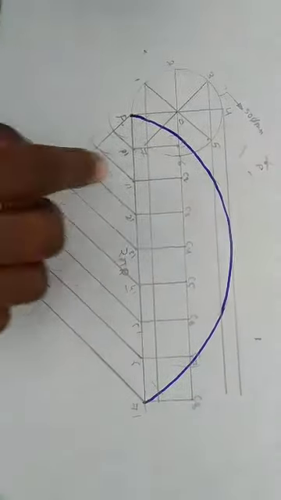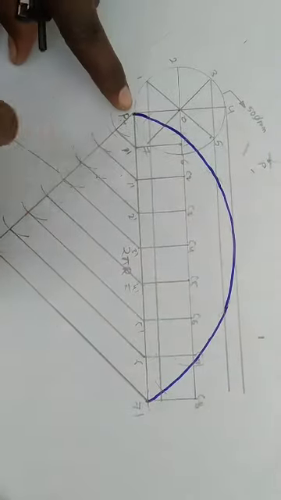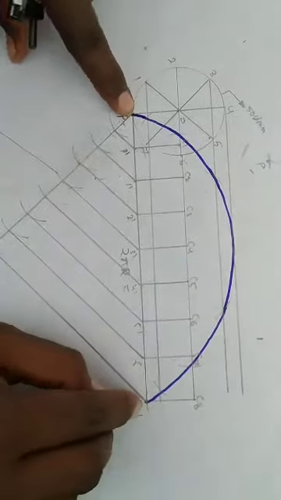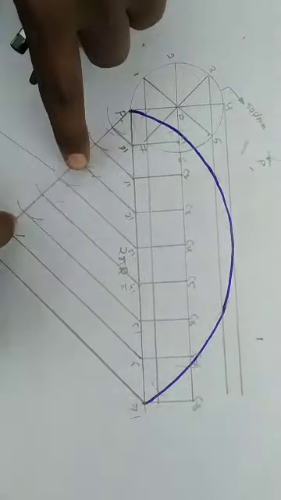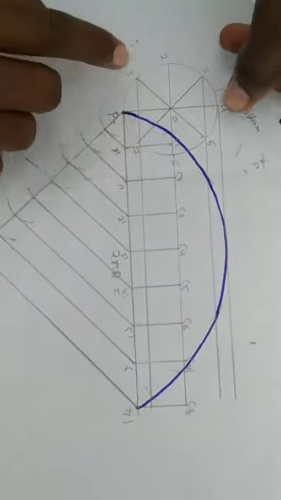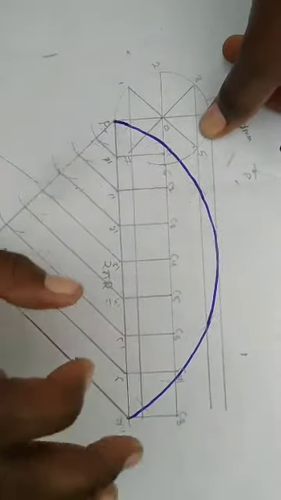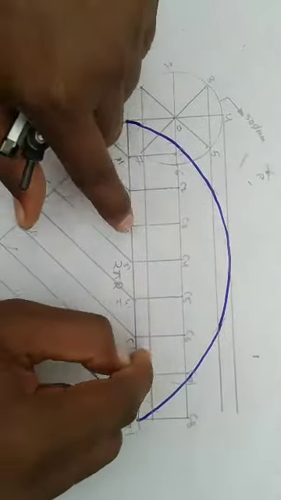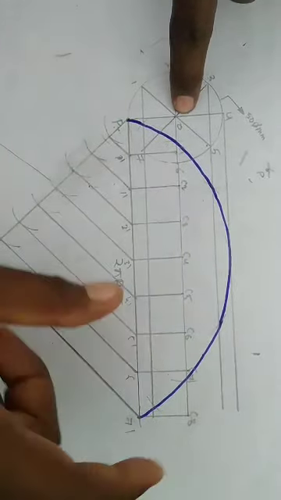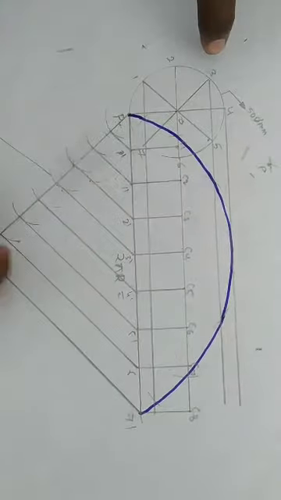Listen carefully. First we have to draw the 2 pi r line. 2 pi r means the circumference line. First we have to draw the circumference line, then divide it into 8 equal parts. If we divide into 8 equal parts, we divide this line into 8. If we are dividing into 12 equal parts, we divide this into 12. I am dividing into 8 equal parts.